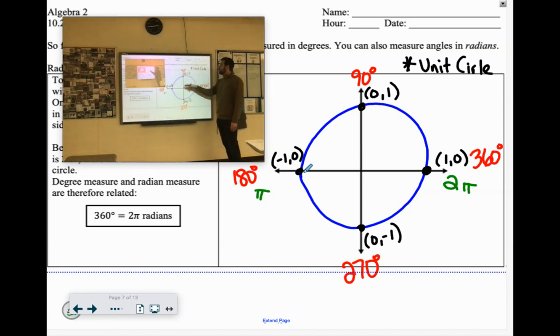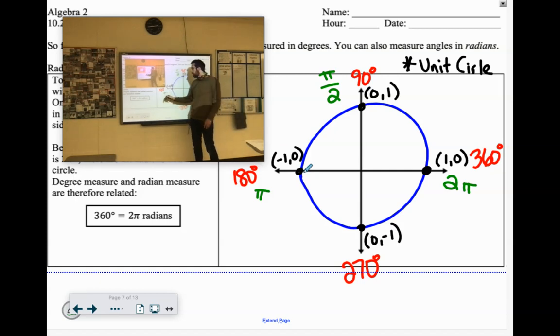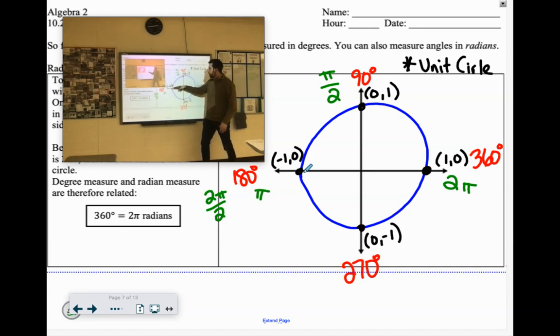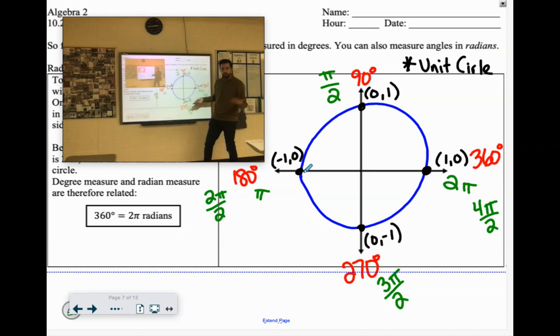Now if we chop this up, half of pi would be pi over 2. Right? So each 90 degrees is half a pi. So this would be pi, or you could say this is 2 pi over 2, right? 2 pi divided by 2 would be pi. So this is pi over 2, 2 pi over 2, 3 pi over 2. And 2 pi would be 4 pi over 2, which would reduce to 2 pi.